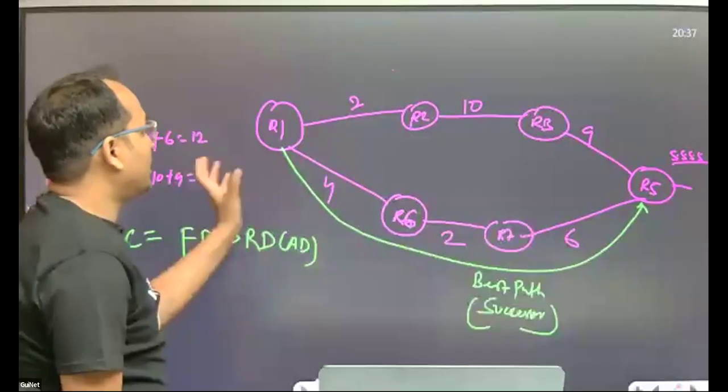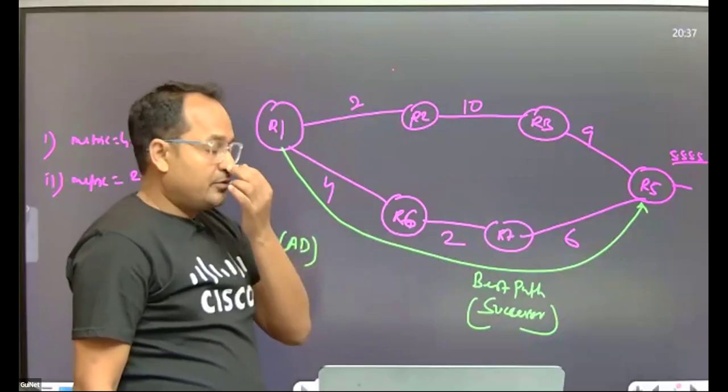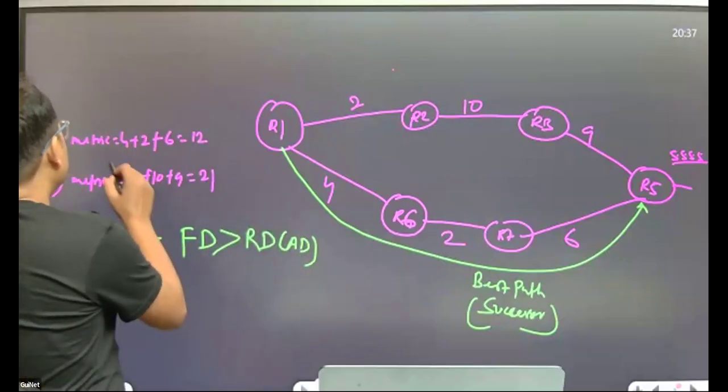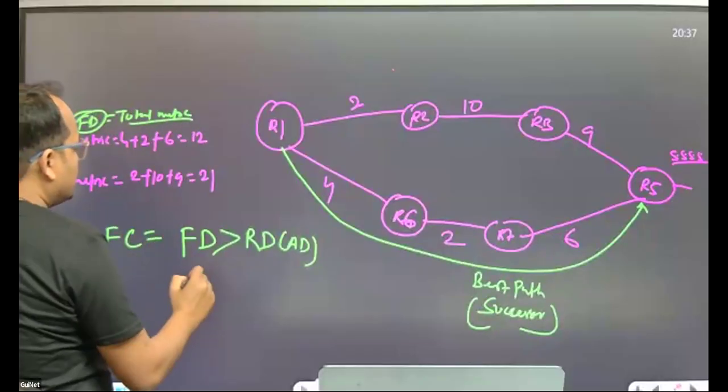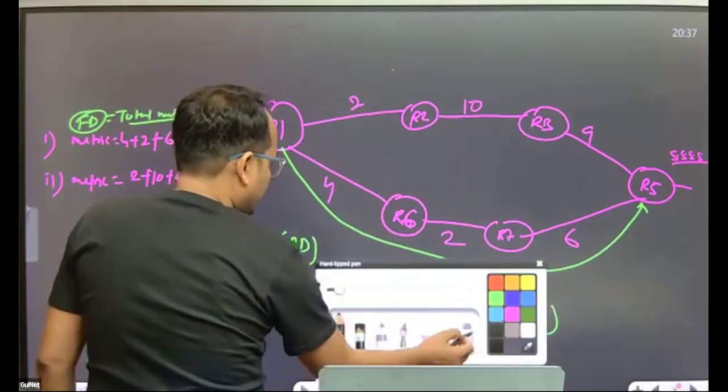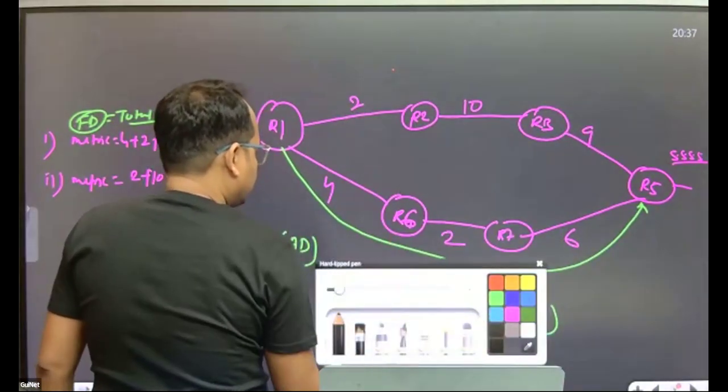No, feasible distance is total metric. This total metric is always going to be the feasible distance. It will be 12. Total metric, right? So this is going to be 12. And what is my reported distance from the backup path? 19.